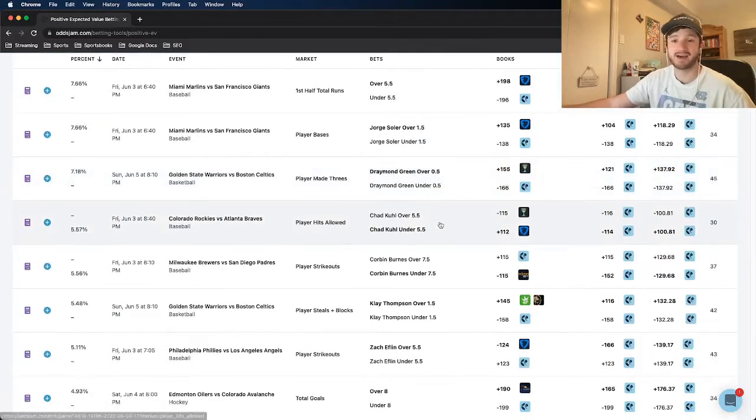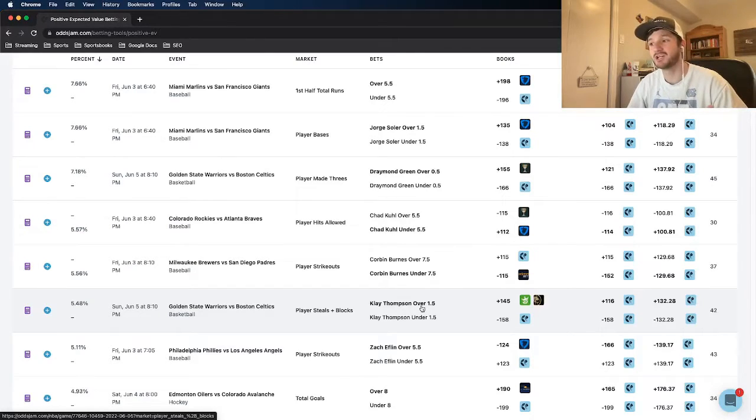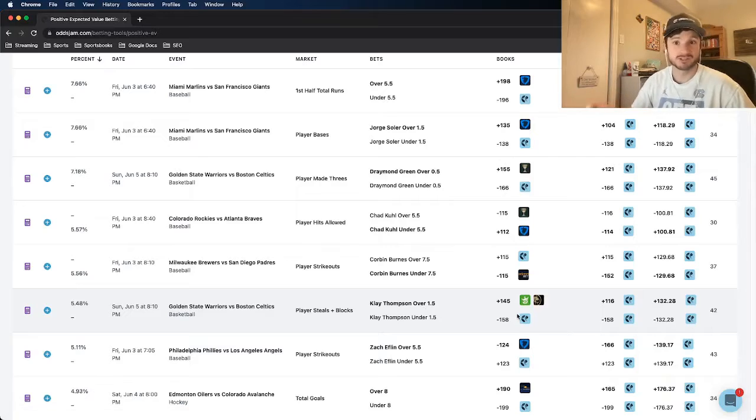So if, again, I have one in BetMGM, I would just scroll until I see a bet for BetMGM, which I see right here. It looks like it's a player prop, Klay Thompson, over 1.5 steals and blocks. I could place my quote-unquote $100 bet inside credit on BetMGM. If it wins, then I would have gotten $145 in profit. But if it loses, I don't get anything. So there are two different ways you can go about it.